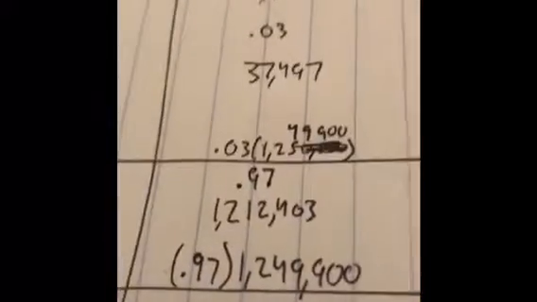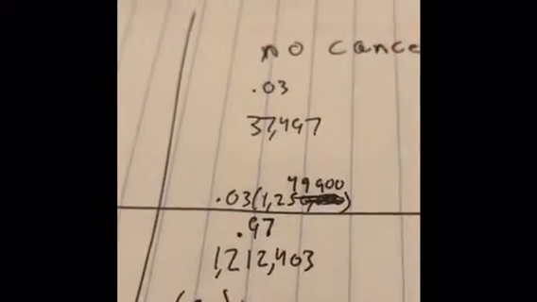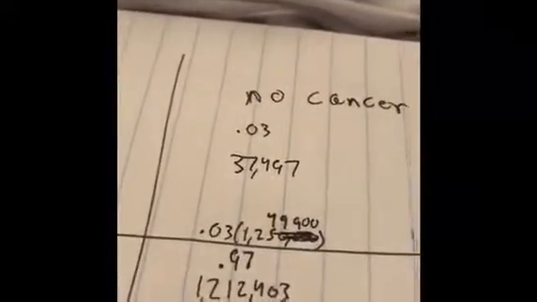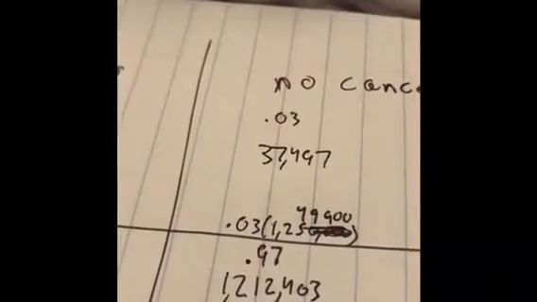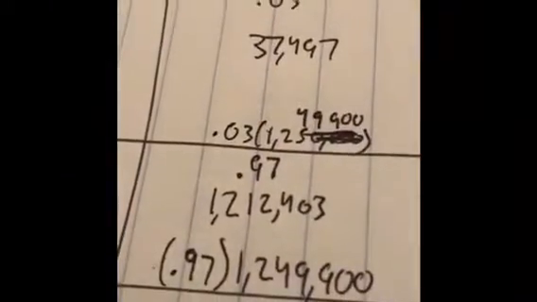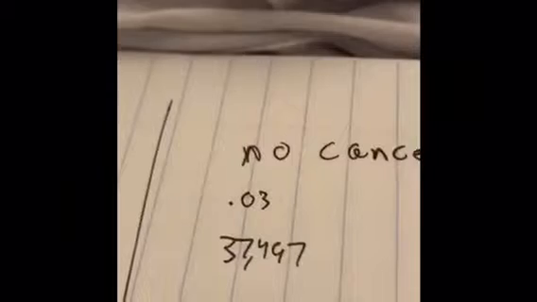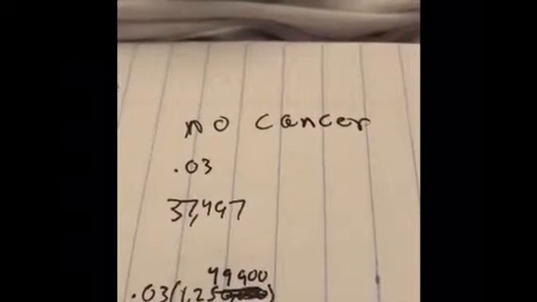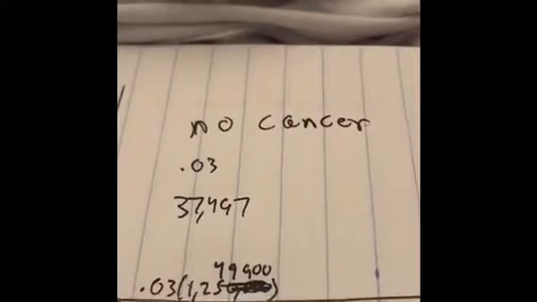You pop down here, and you basically just do the same thing. 1,249,900 times the opposite of no cancer, just the rest of that, which would be 0.97. That comes out to 1,212,403. And this is where you actually get your answers. So you got the 0.03 up here, and the question is, what is the probability that a randomly chosen woman who has this test, the pap smear, will be both free of cervical cancer and test positive? So this is the box we're looking for.